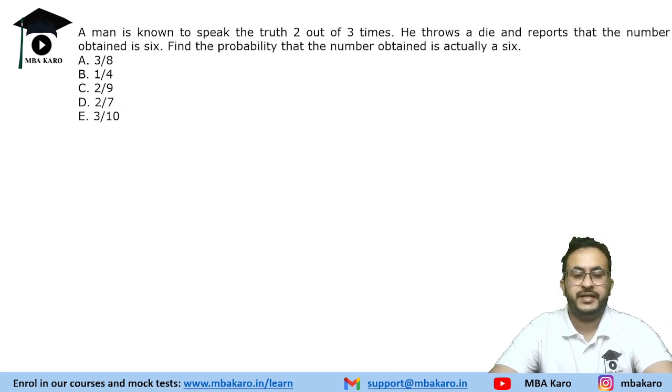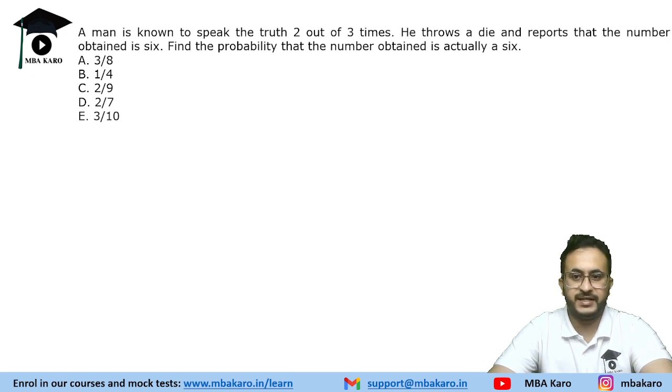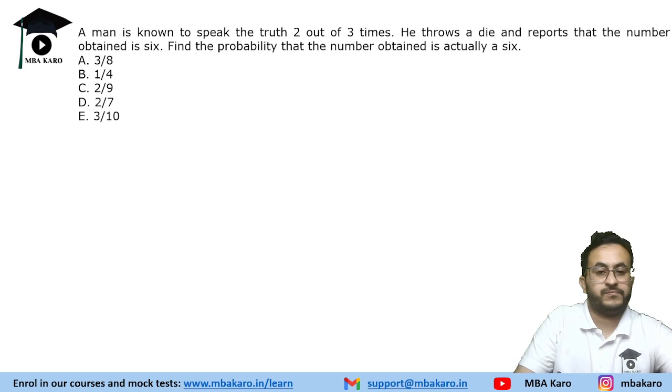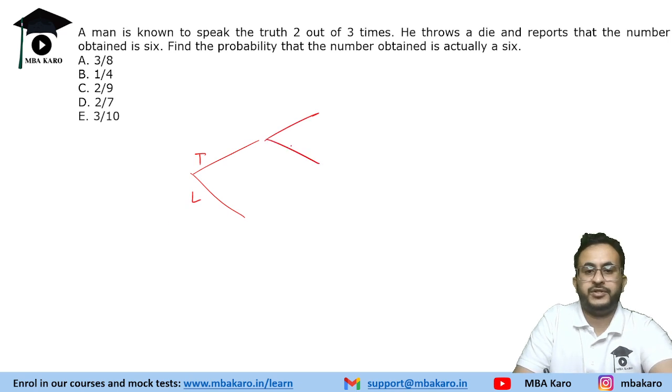Well, here's the next one based on Bayes theorem. Even if you do not know Bayes theorem, we will be able to do this. It says a man is known to speak the truth 2 out of 3 times. He throws a die and reports that the number obtained is 6. Find the probability that the number obtained is actually a 6. So the person says that the number is 6. We have to tell whether it is actually 6. Now, if we see, there are two possibilities. He may be speaking truth, he may be telling a lie. Now, in truth also there are two possibilities: the number is 6, or the number is not 6.